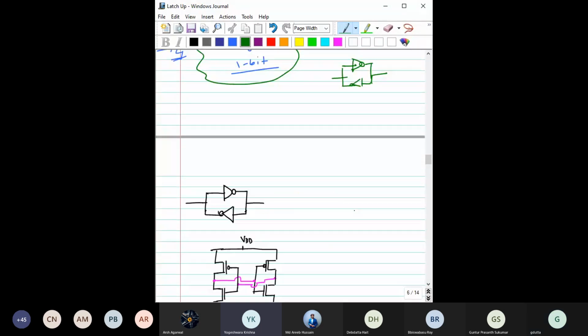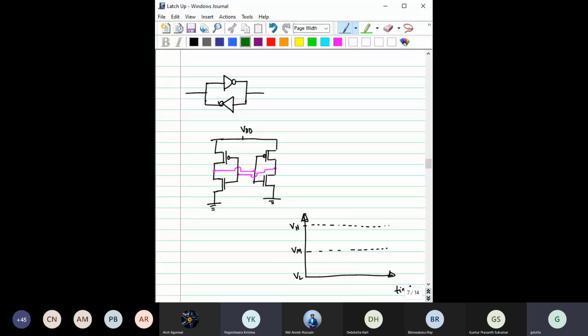Okay. So basically, this is the circuit that we have discussed. This will act as a memory, and it is also called the bistable circuit because it has only two stable states.